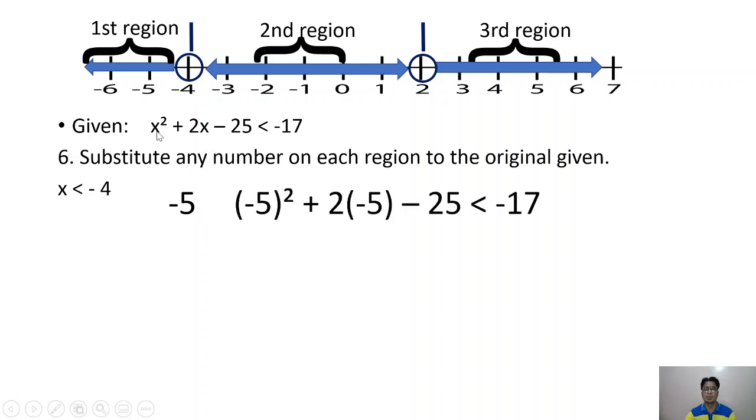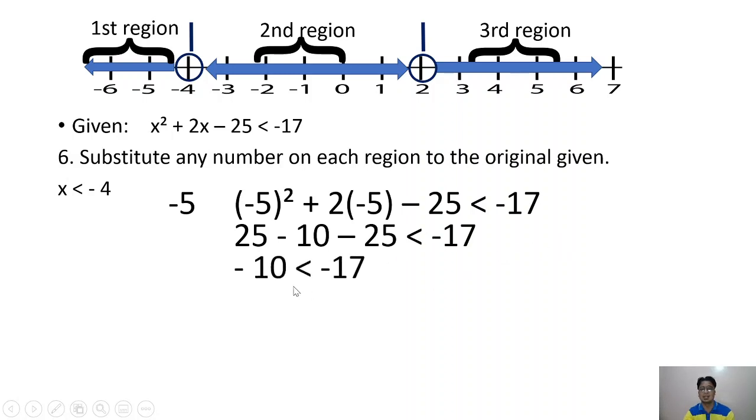Okay? So, yung x natin, negative 5 squared, plus 2 times negative 5 minus 25 less than negative 17. Sinubstitute lang natin sa x. And then, we solve. Okay po? Negative 5 squared is 25. This will become negative 10. Positive 2 times negative 5 minus 25 less than negative 17. And then, combine natin. Yung 25 at saka 25, obviously, makakancel nila yung isa't isa. Ang matitira, negative 10 less than negative 17.